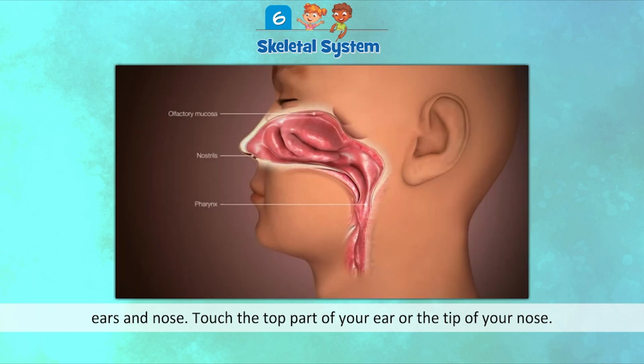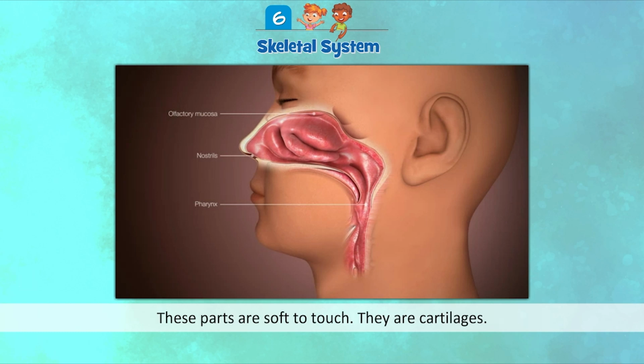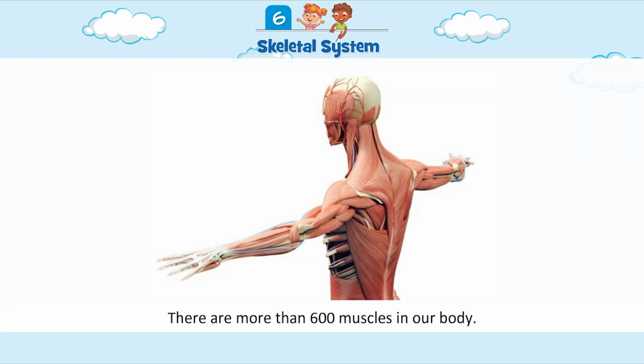Touch the top part of your ear or the tip of your nose. These parts are soft to touch. They are cartilages. Muscle and movement.